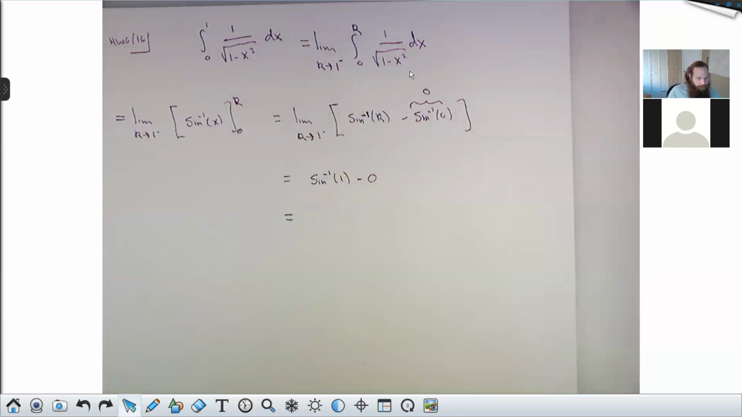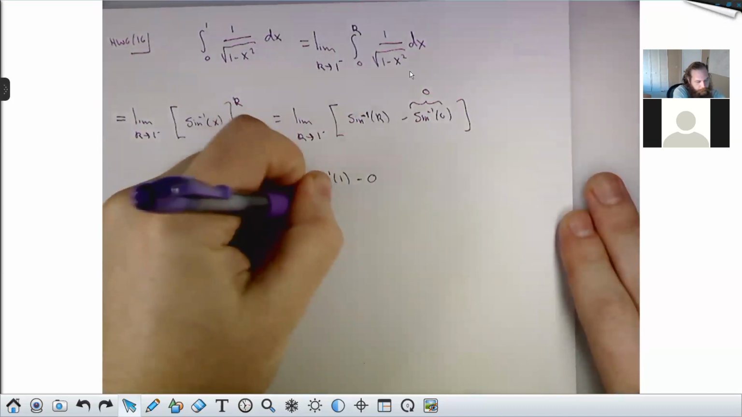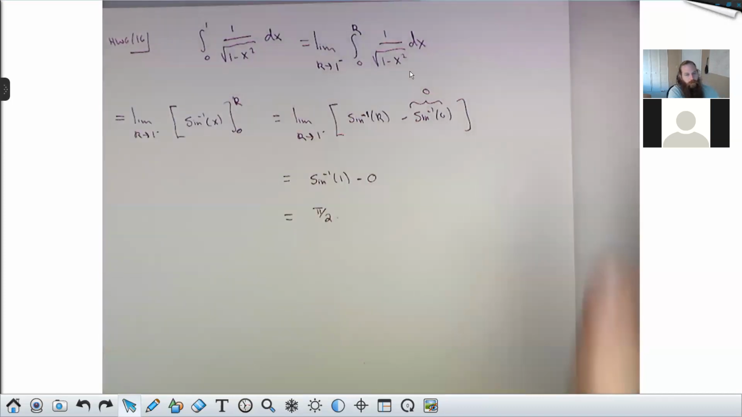Very good, pi over 2. Right, because the sine of pi over 2 is 1, and pi over 2 is between negative pi over 2 and positive pi over 2.